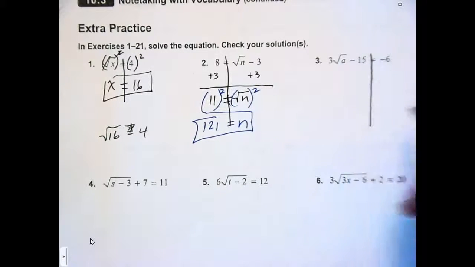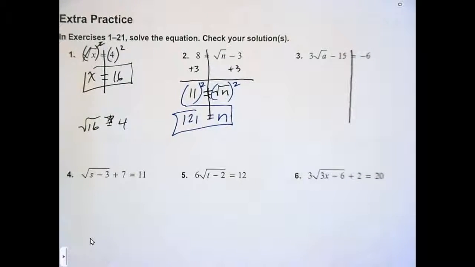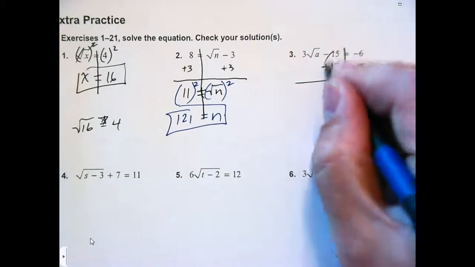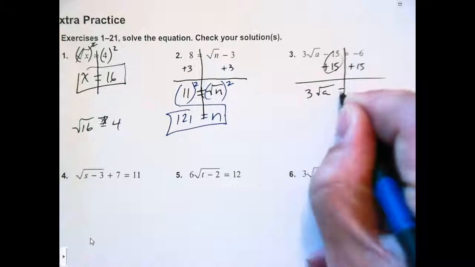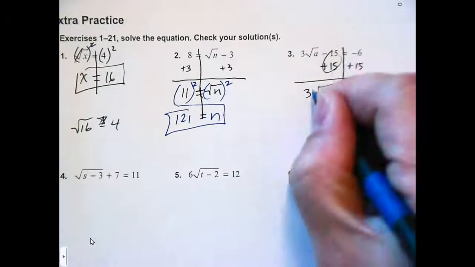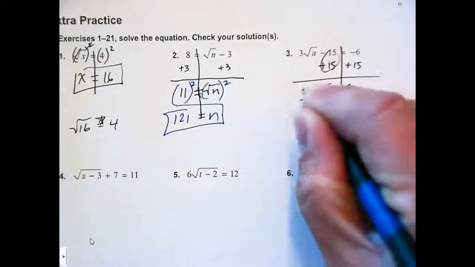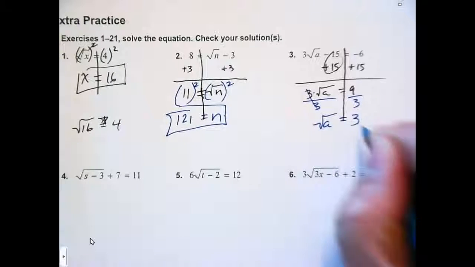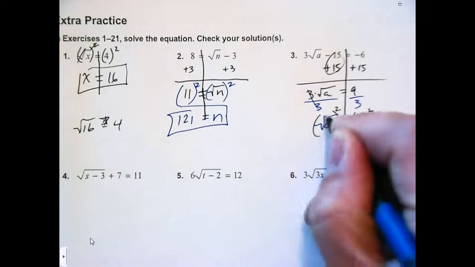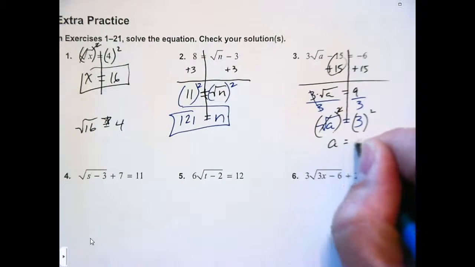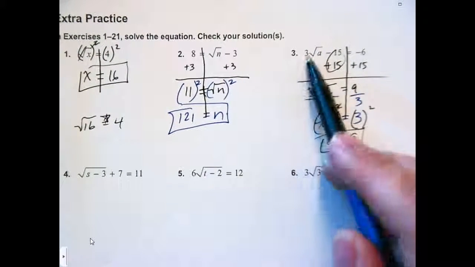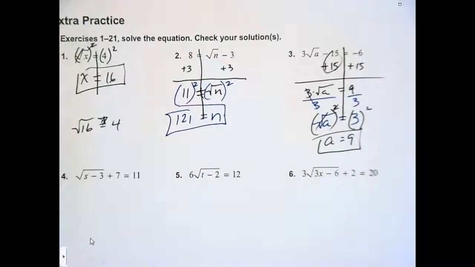Tell your neighbor what you did first on number 3. Plus 15 on both sides. Very good. Add 15 on both sides gives you 3 root a is equal to 9. Next step. They're multiplying by 3, so you divide by 3. Root of a is 3. And then you square both sides. And once again, you can always check it. Root of 9 is 3, times 3 is 9, minus 15 is negative 6.